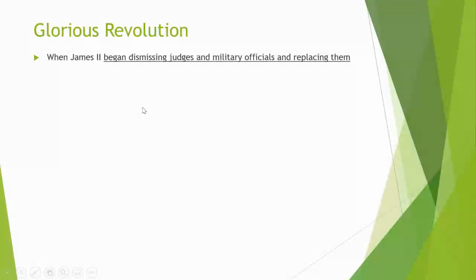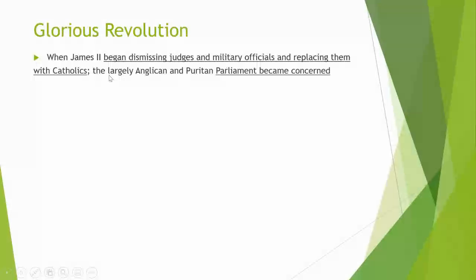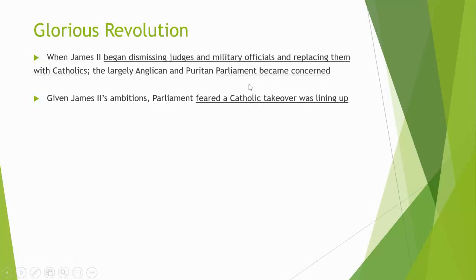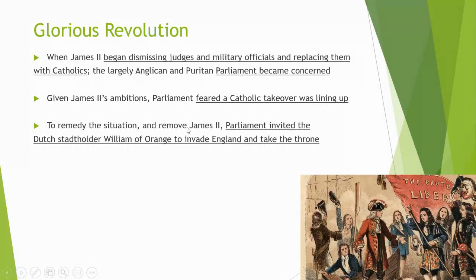So this brings us to the Glorious Revolution that we touched on briefly earlier in the year. When James II began dismissing judges and military officials and replaced them with Catholics, the largely Anglican and Puritan Parliament became concerned. Basically, Parliament feared a Catholic takeover was lining up, and in order to fix the situation and get rid of James, Parliament invited Dutch William of Orange, one of the leaders of the Netherlands, to invade England and take the throne.